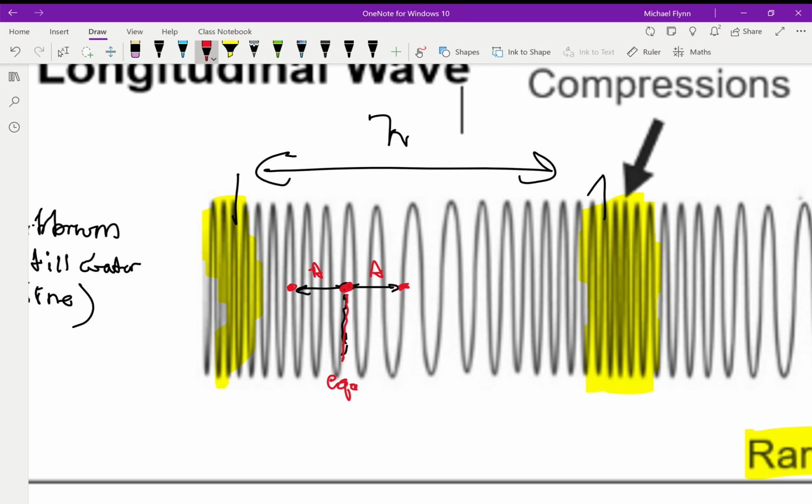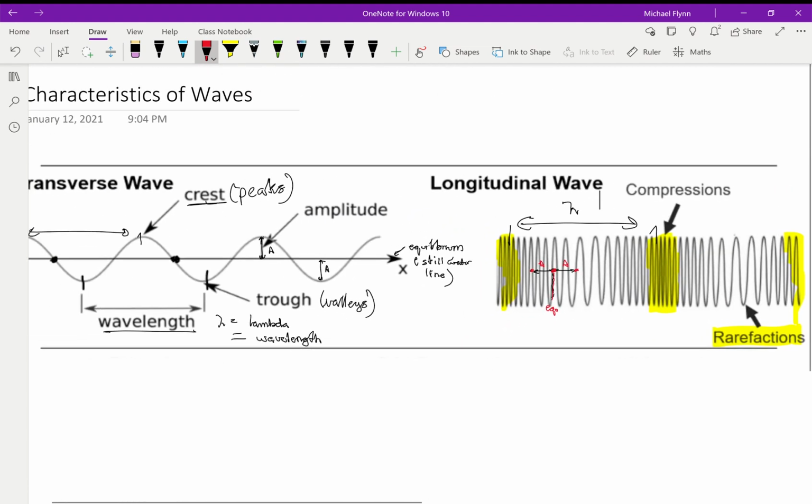So it's not going up and down like it does with peaks and valleys. The particles are going back and forth, remember, in a longitudinal wave? And so amplitude is how far they go forward from their resting spot and how far they go back when they get pulled back.